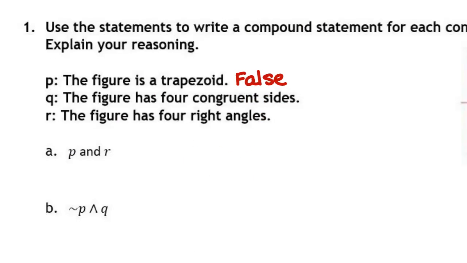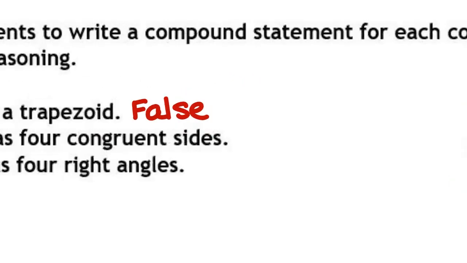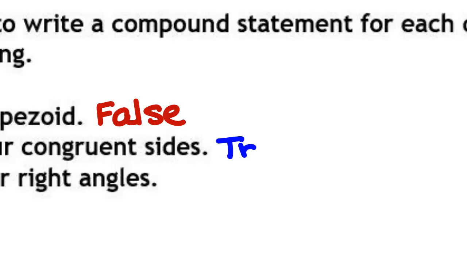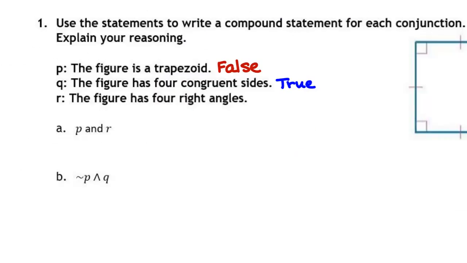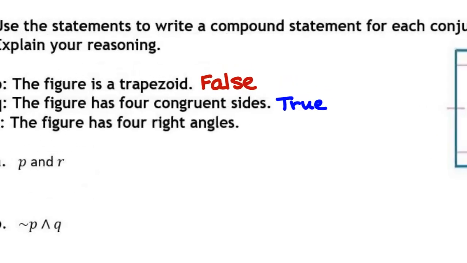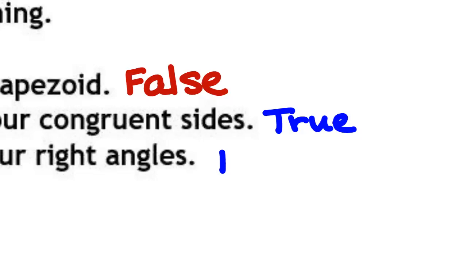The next statement, which we are calling statement Q, is the figure has 4 congruent sides. Is that true or false? That is true. The last statement, statement R, is the figure has 4 right angles. Is that true or false? That is also true.